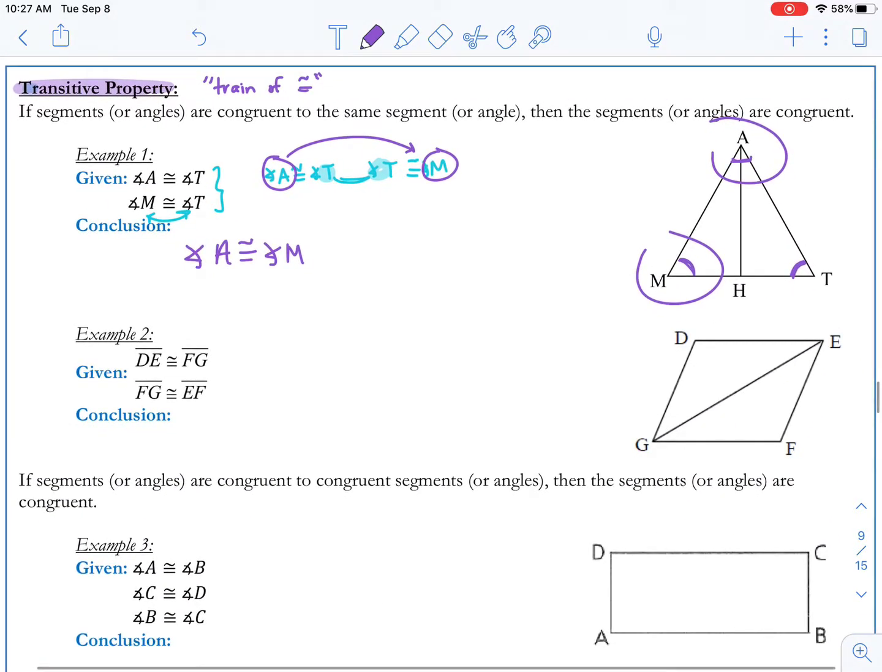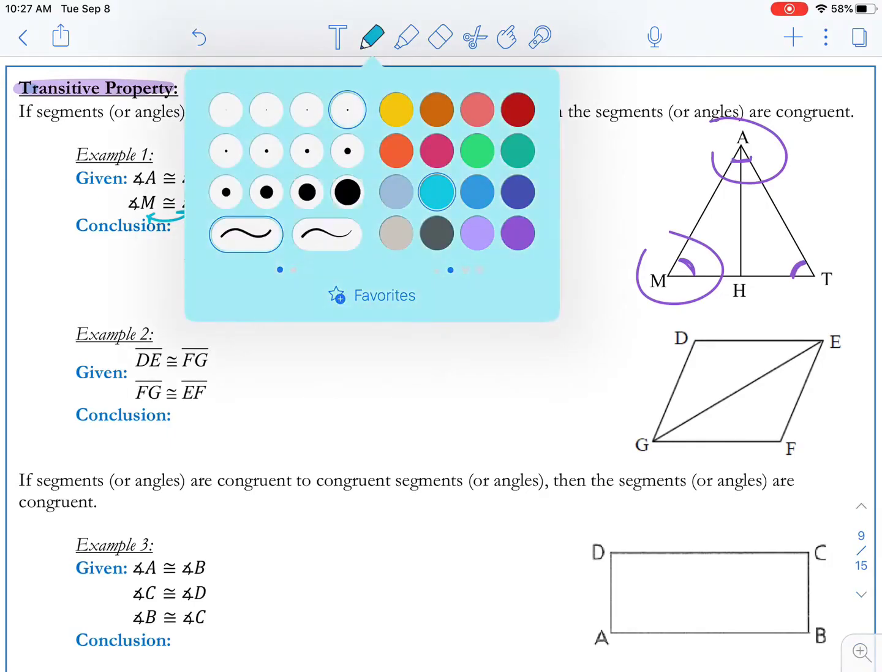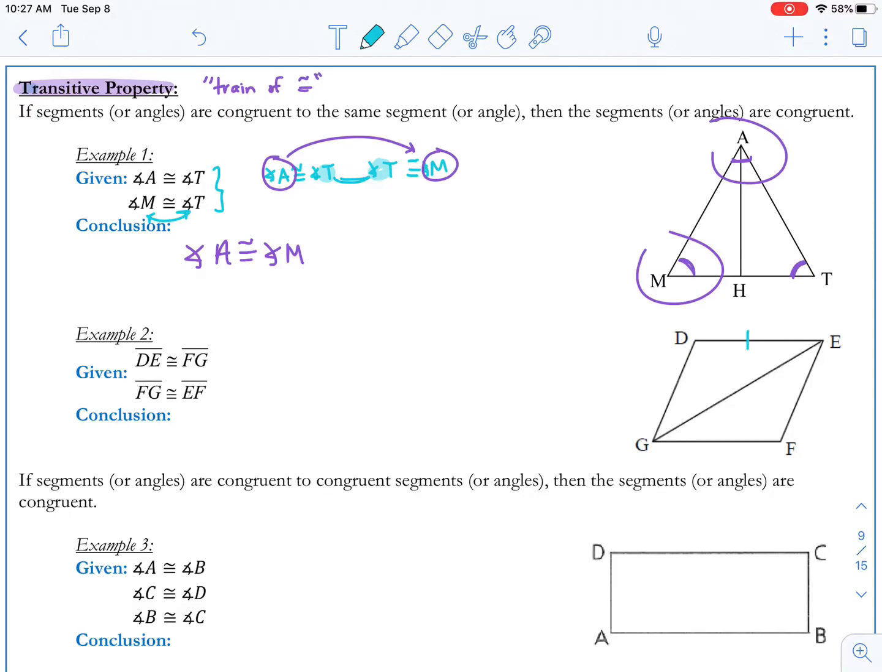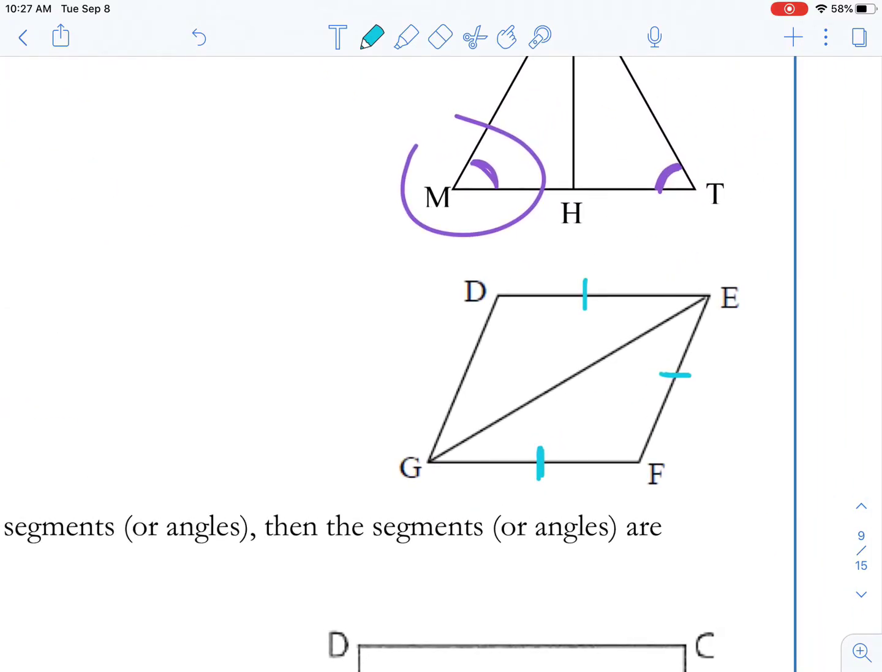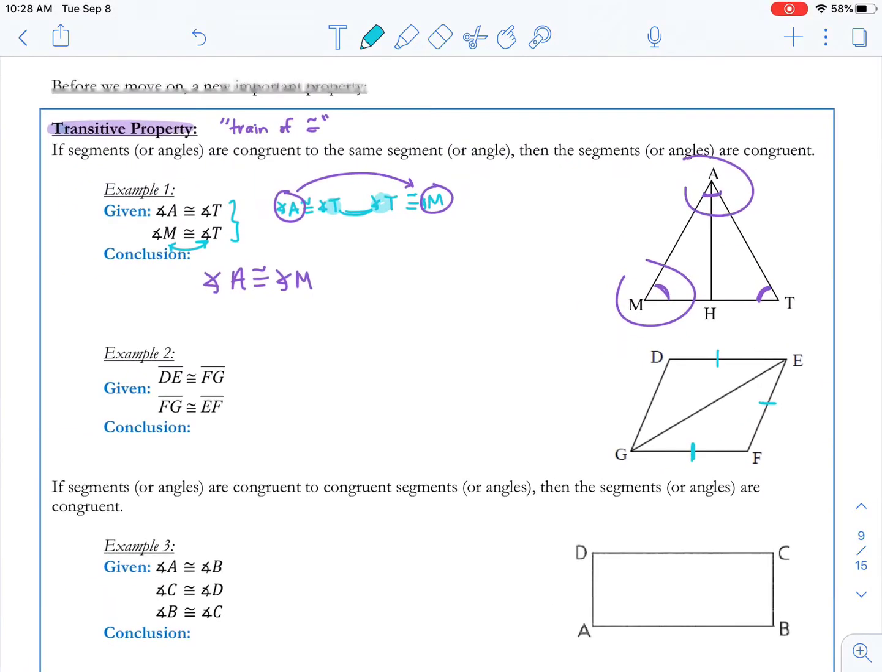So we see it in that example. Take a look at the second example. This says, given segment DE is congruent to segment FG. So we mark them the same. The next given says FG, the segment that has one tick mark already, is congruent to EF. So it should have the same tick markings in the diagram as well. By doing that, do you see that all three of these segments have the same markings, so they must all three be congruent.